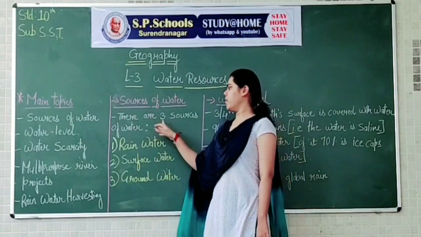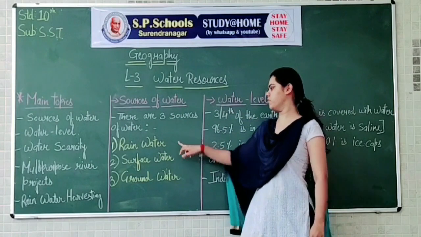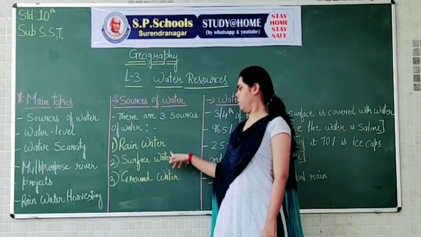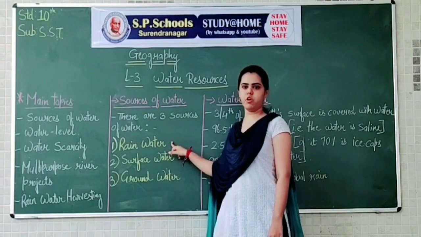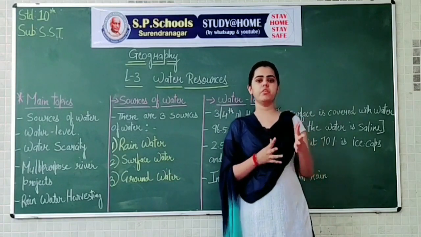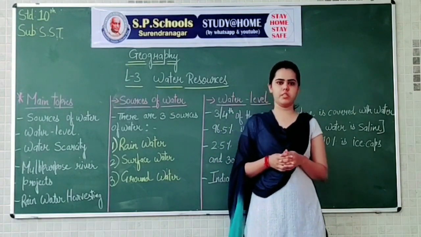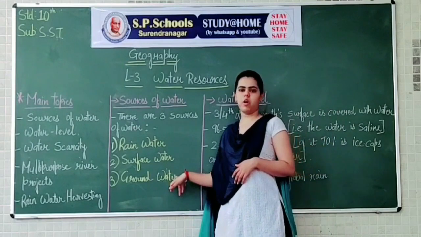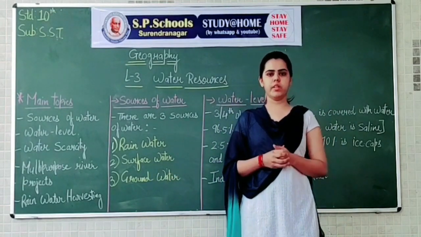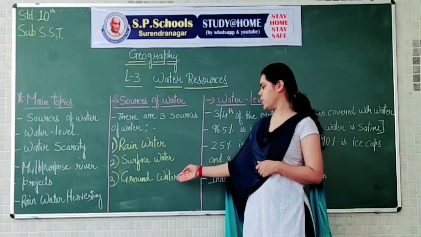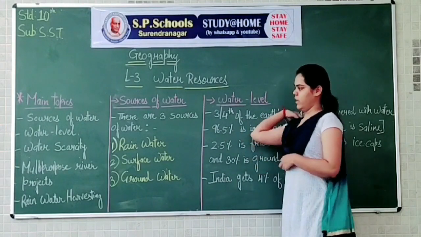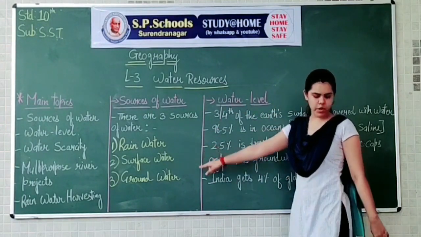There are three sources of water, right? First is rainwater, second is surface water, third is groundwater. Rainwater, everyone knows what is rainwater. Second is surface water. Now what are the examples of surface water? Rivers, dams, canals, etc. Third is groundwater. Examples of groundwater are tube wells, etc. Clear? Okay, so this was the first topic, sources of water.